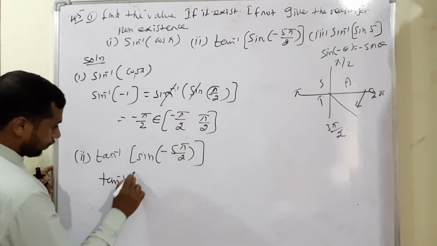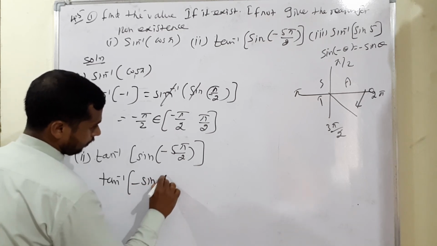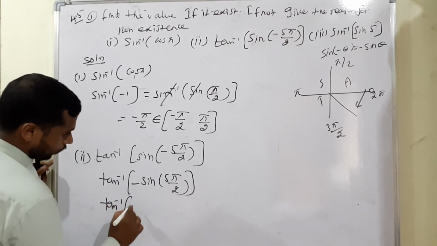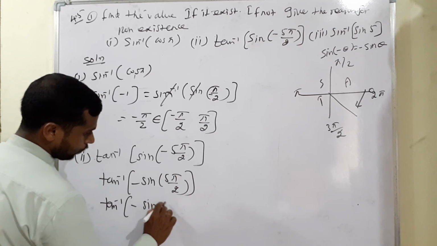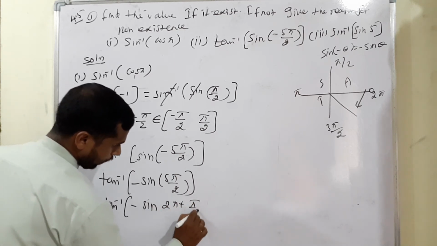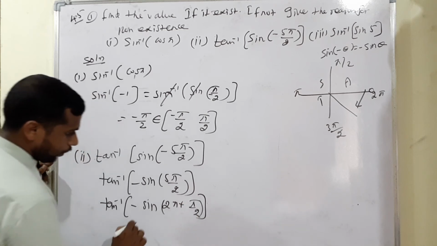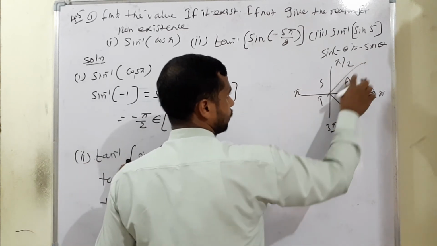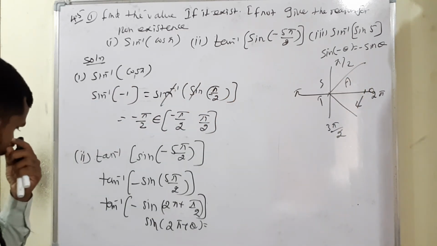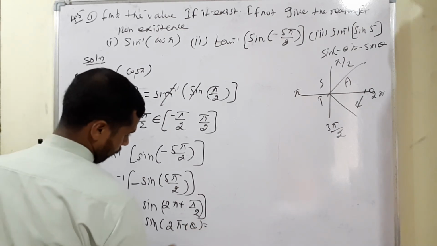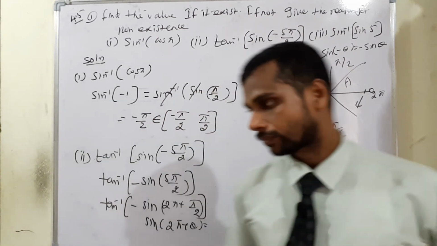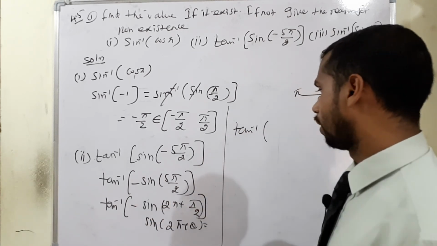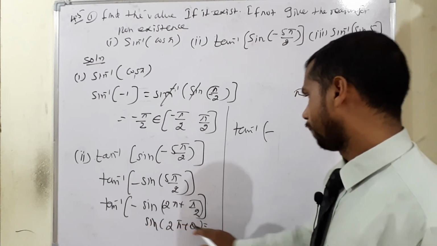Just rearrange it: tan inverse of minus sine 5 pi by 2. Now, how to expand 5 pi by 2? 2 pi plus pi by 2. Already we know sine of 2 pi plus theta: 2 pi plus theta means first quadrant, and in the first quadrant all values are positive, so we can write it as sine theta, isn't it? Therefore, sine of 2 pi plus theta gives tan inverse of minus sine pi by 2, isn't it?